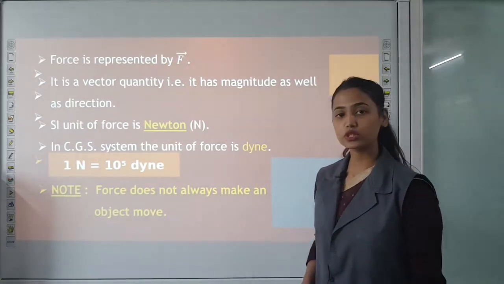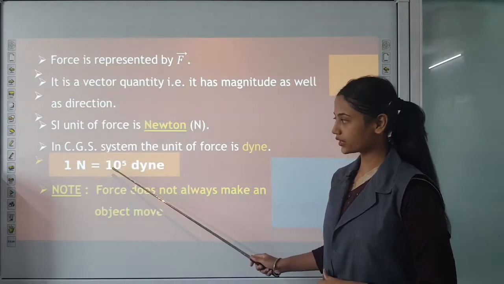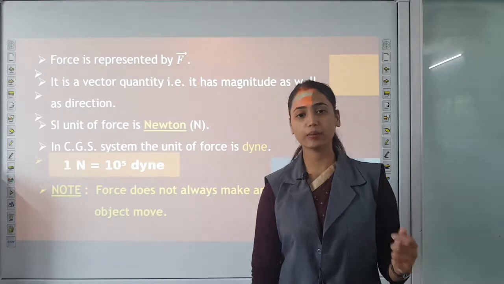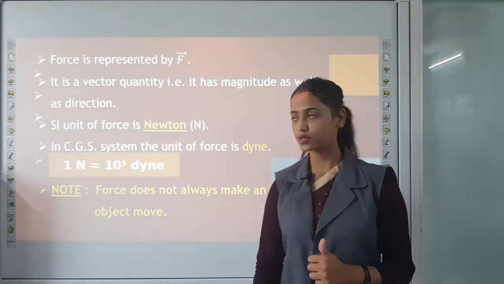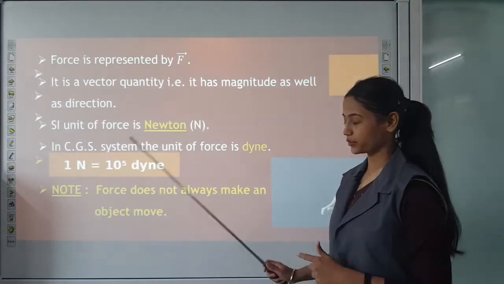And the relation between Newton and Dyne is 1 Newton is equal to 10 raised to the power 5 Dyne. Like what is the relation between kilometer and meter? That 1 kilometer is equal to 1000 meter. Similarly, 1 Newton is equal to 10 raised to the power 5 Dyne.